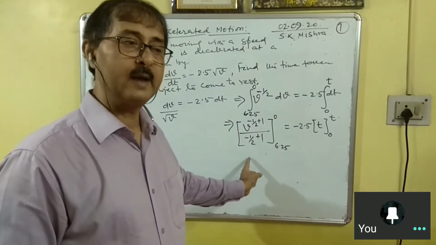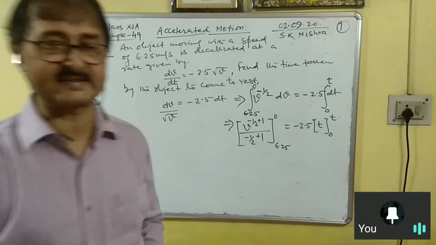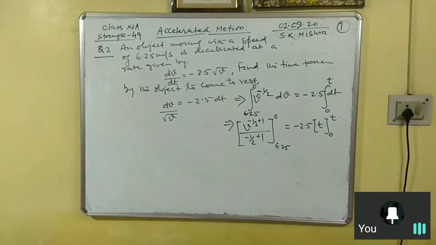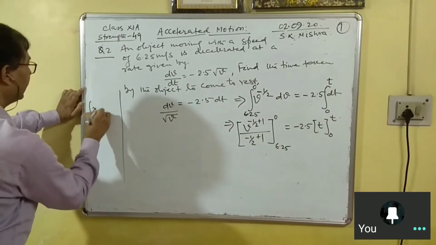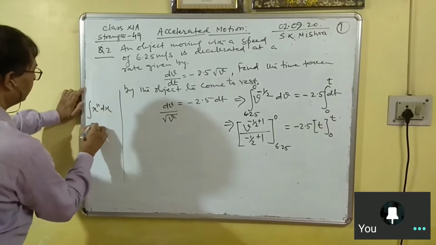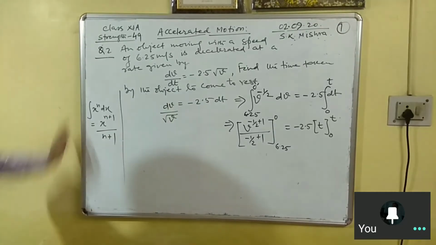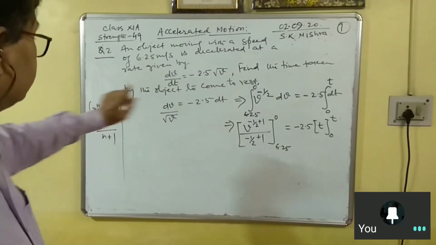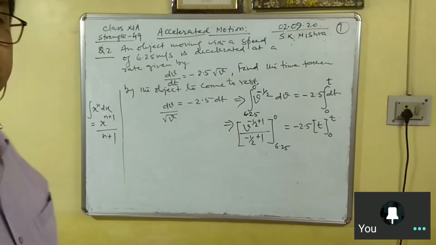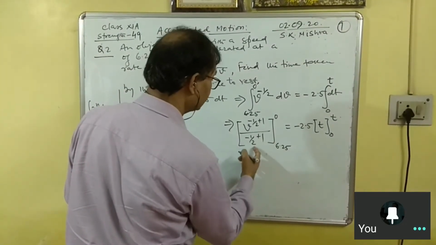Okay, am I right? Integration, we are using the formula: integration of x raised to n dx is equal to x raised to n plus 1 by n plus 1. Again I am writing once again the formula. Using the same formula, instead of x we are taking v, instead of n we are taking minus half. So based on this, this is minus 1 plus 2 by 2. How much is it? 1 by 2.